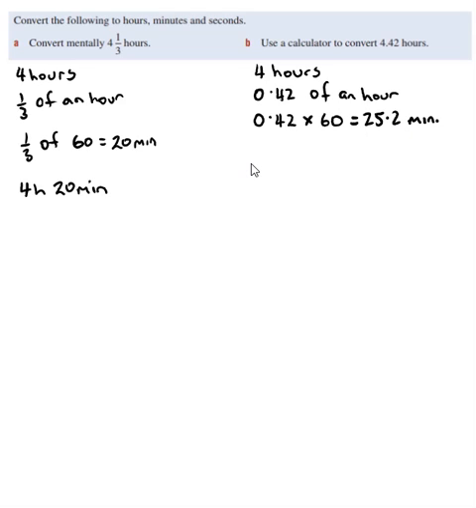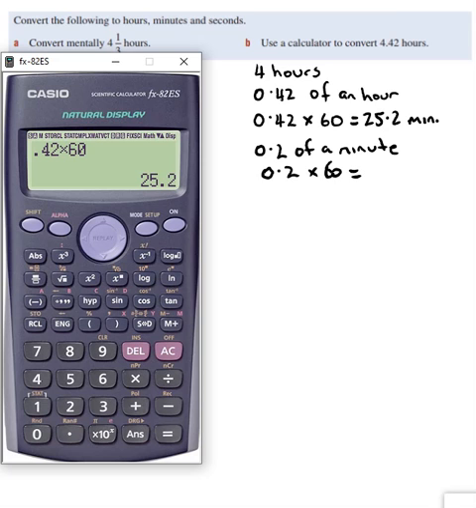So again, we've got to do the same thing. 0.2 of a minute. There are 60 seconds in a minute, so we're going to take 0.2 times 60. Grab our calculator, and we're just going to worry about the 0.2, so we're going to do 0.2 times 60, which gives us 12 seconds.